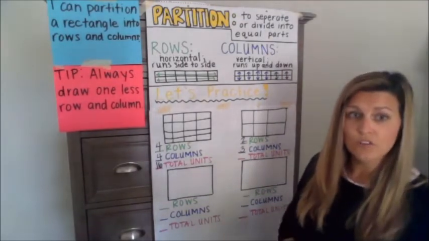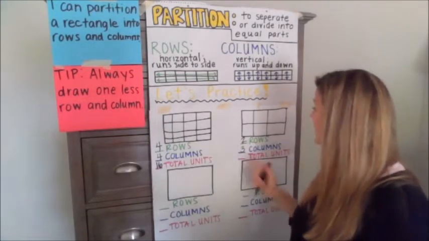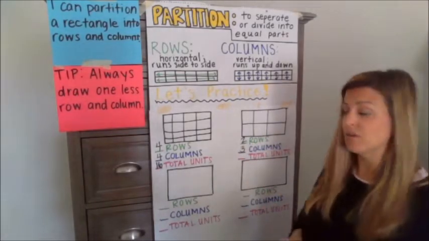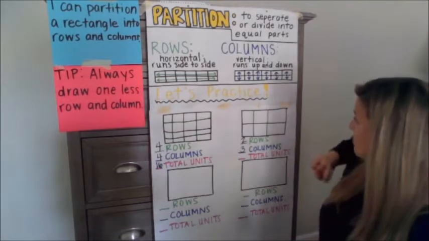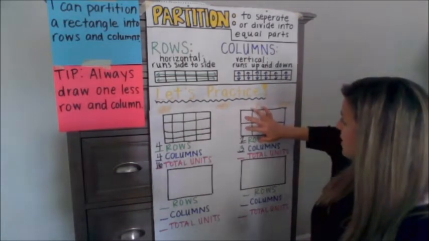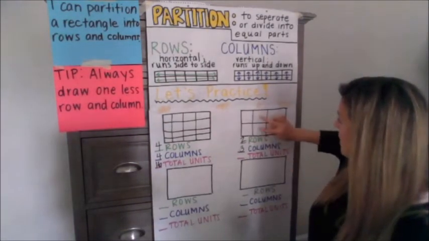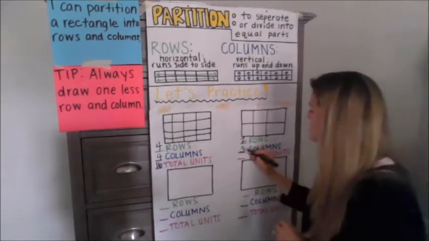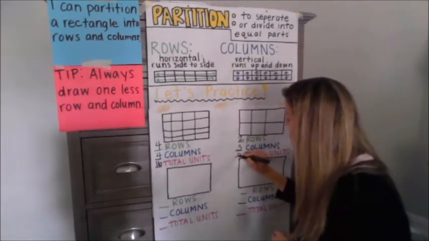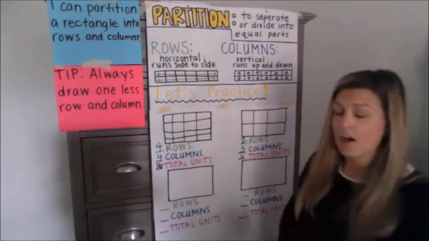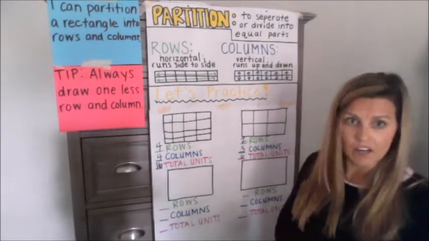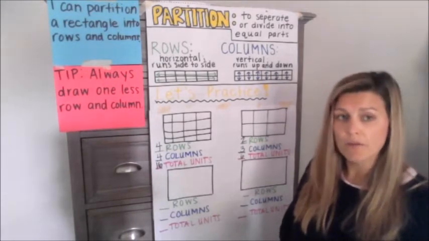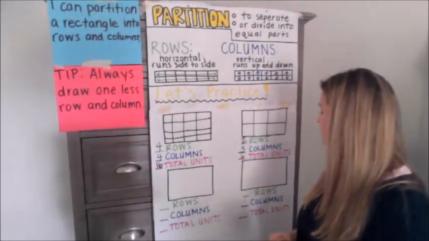Now, to get our total units, we can count by 2s because we have 2 rows. See how I am counting by 2s here? I'm going to use these 2 squares as 2. 2, 4, 6. So I have my 6 total units. If I count by 2s, I can get there a little bit quicker than counting by 1s. You can still count by 1s if it's easier for you.